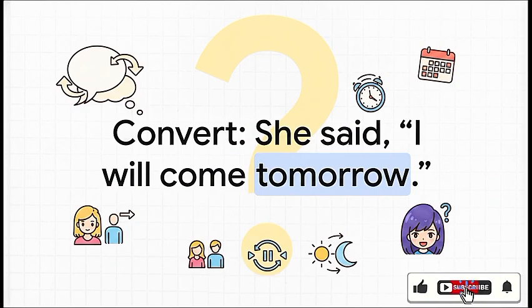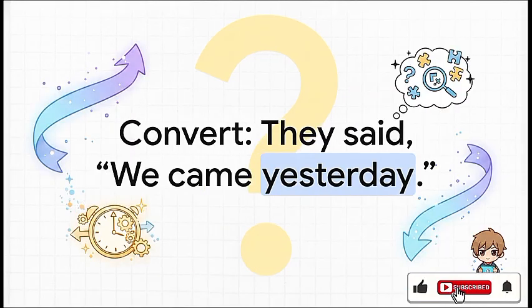Here's question 4. She said, I will come tomorrow. Now here is a gentle hint for you. Remember our third rule. You absolutely must change the pronoun, the tense word, will, and that specific time word, tomorrow. And our final challenge for the day, question 5. They said, we came yesterday. This one requires some real focus. Shift the pronoun we. Then look at the past tense came and the time word yesterday. Take your time to get this one exactly right.